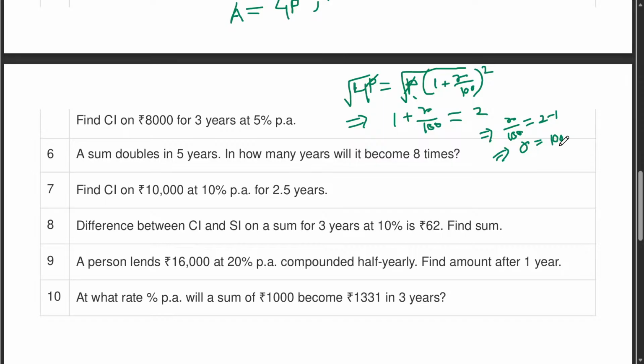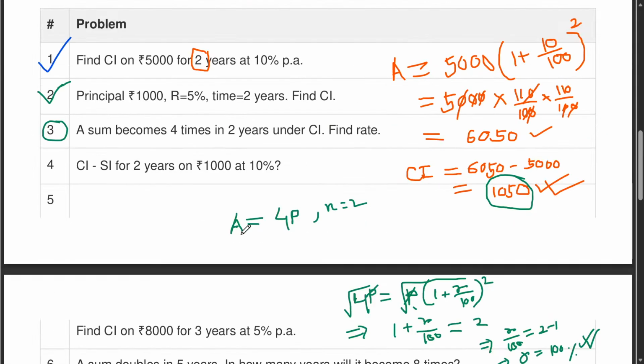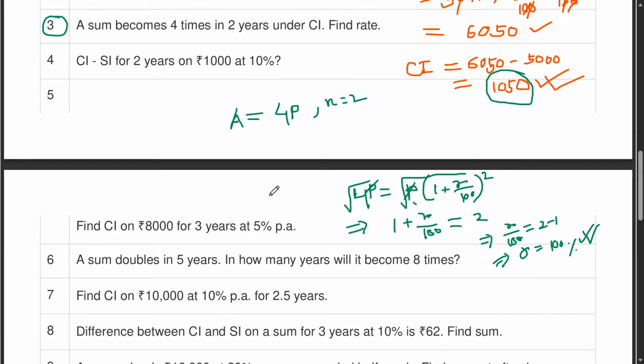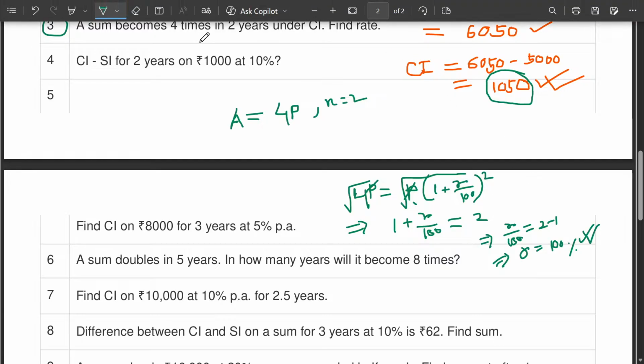So what is the rate? Rate is 100%. Okay. Yes, so the sum becomes 4 times in 2 years under CI. Find rate. So rate is 100%. If the rate of interest is 100%, then it will be 4 times.